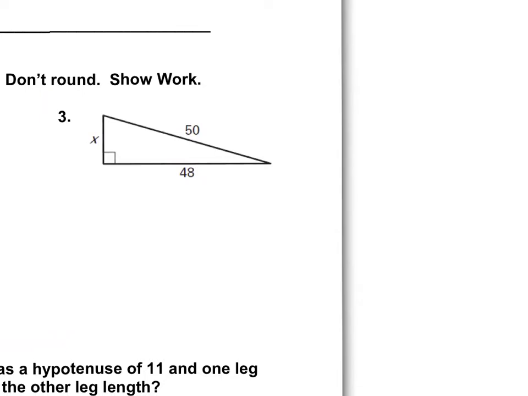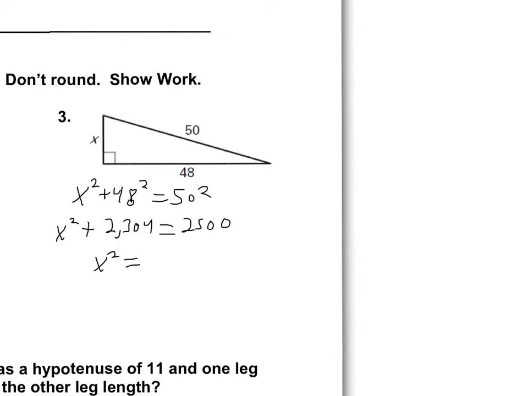Number 3, here's another one. I'm going to do x squared plus 48 squared equals 50 squared. Alright, I don't know what these are off the top of my head, so I'm going to type it into my calculator. 48 squared is 2,304. And 50 squared is 2,500. Alright, I'm going to subtract the 2,304 from both sides. And on the right side, I will have 196.